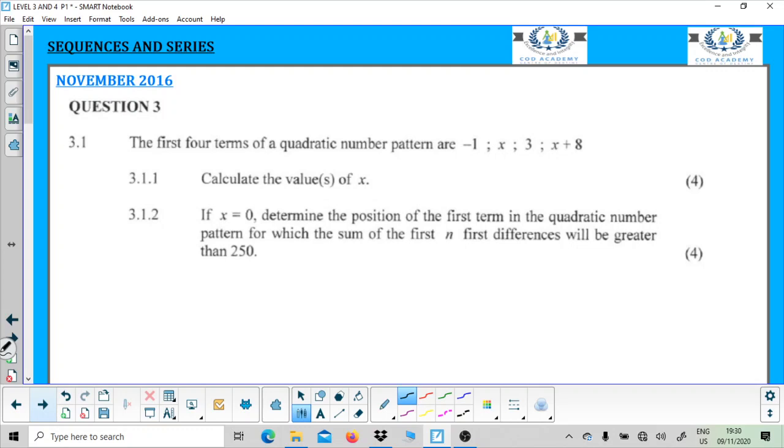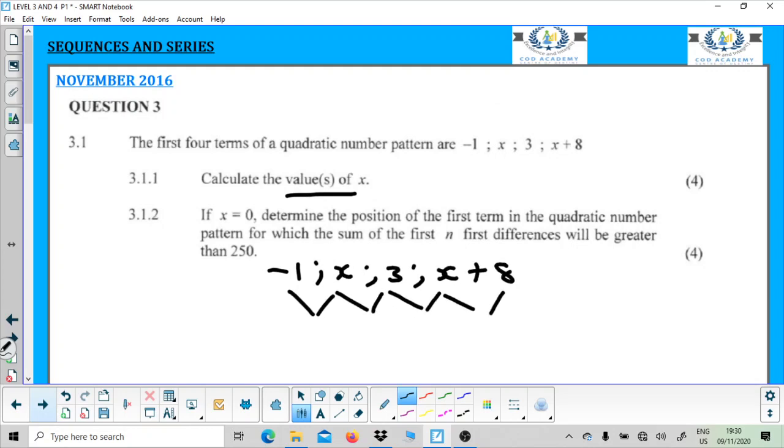Now, look at this question 16. It's rather question 3 of November 2016. There was nothing serious, but it is good for dessert for your sequences and series. You were supposed to calculate the value of x. We don't struggle with this now, do we? So what is that one thing that we know about a quadratic sequence? The second difference is the same.